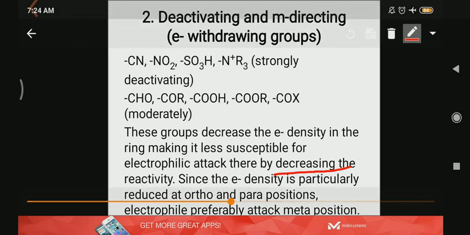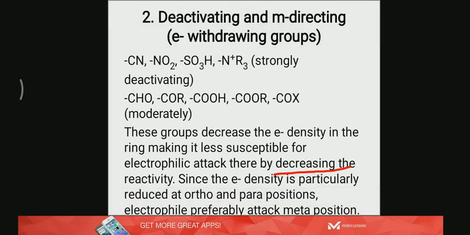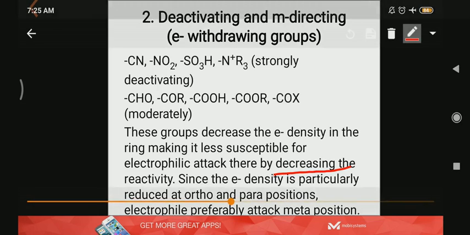Yes. So the reactivity decreases. Since electron density is particularly reduced at ortho-para positions, the electrophile preferably attacks the meta position. So these deactivating groups are meta directing. Why? We can easily understand it from the next slide.